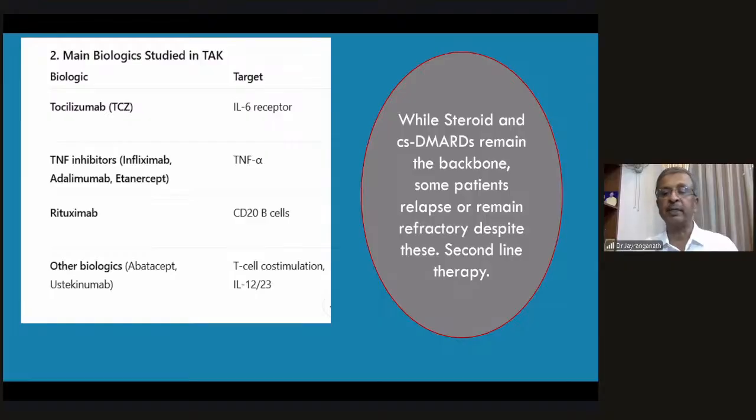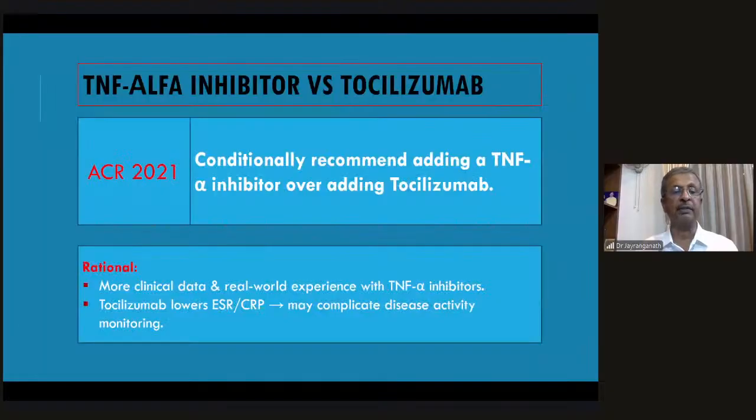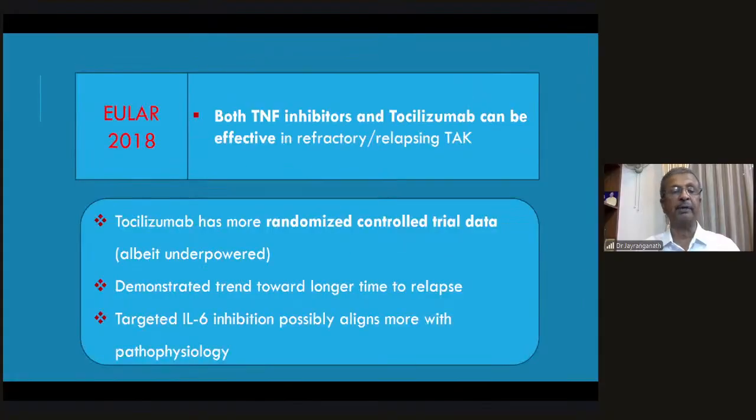While steroid and DMARDs remain the backbone, some patients relapse or remain refractory despite the second line therapy. So we conditionally recommend adding a TNF alpha inhibitor over adding tocilizumab, given more clinical data and real world experience with TNF alpha inhibitors. Tocilizumab lowers the ESR and CRP, which may complicate activity monitoring. So both can be effective in refractory and relapsing disease. That's the conclusion in the majority of the editorial articles.